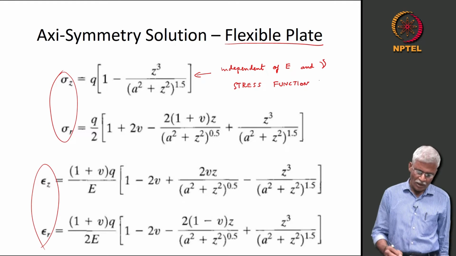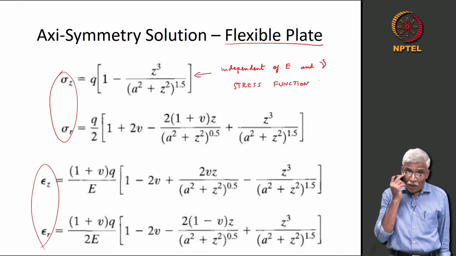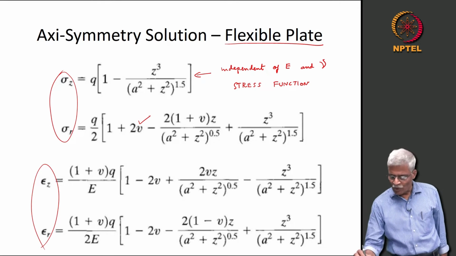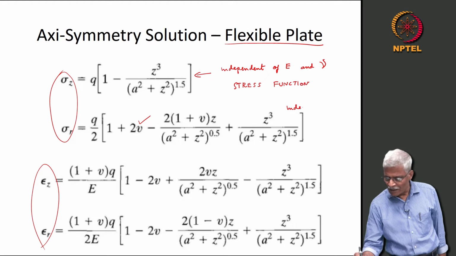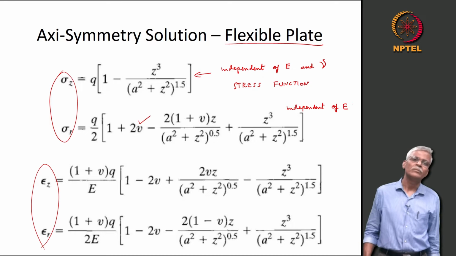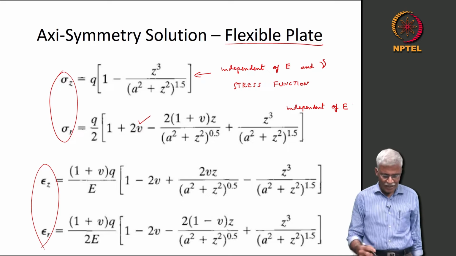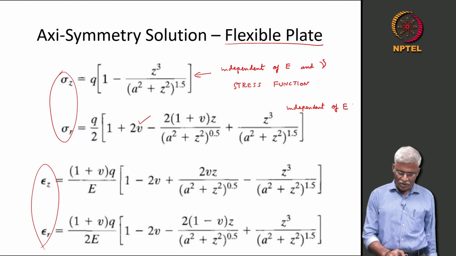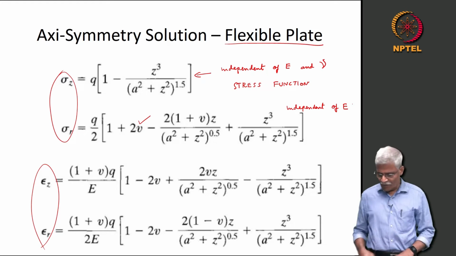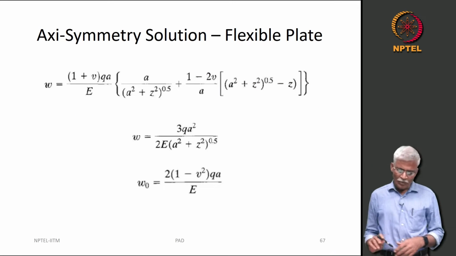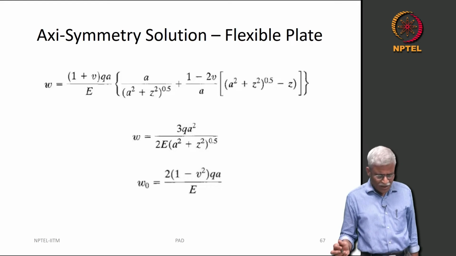Now, take a look at sigma r. It is dependent on Poisson's ratio, but still it is independent of E. So, you just need to remember this very carefully. Okay. So, this is the relation for epsilon z and epsilon r. Now, let us continue our discussion.